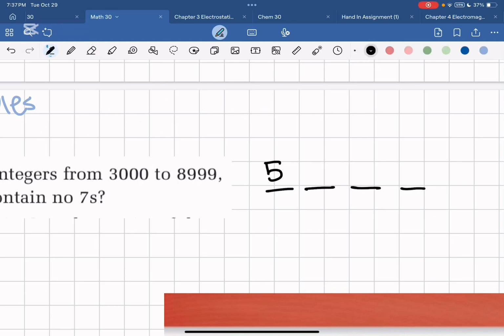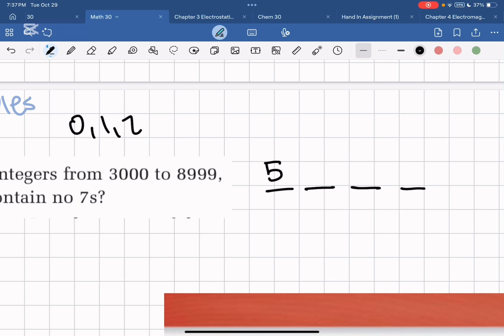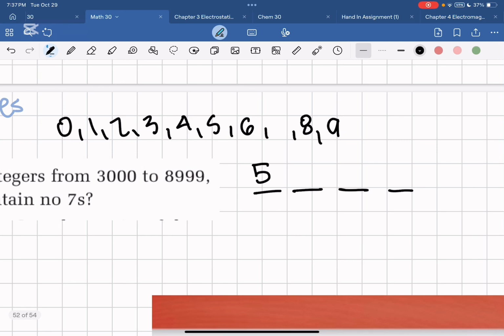Now, we can follow a similar process with these ones, except these ones are less restricted than if we were to do the first digit. So we can go 0, 1, 2, 3, 4, 5, 6, 7, 8, 9. That is 10 digits total. But again, we can't include the 7, so we automatically eliminate that. Now we've got 9 digits left.